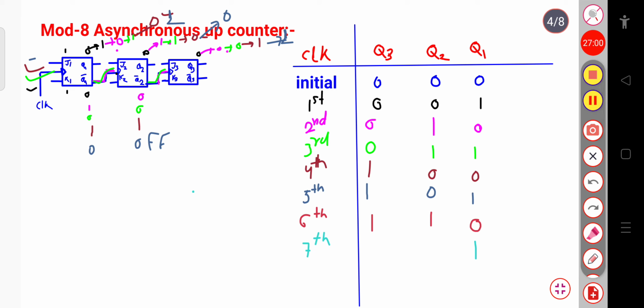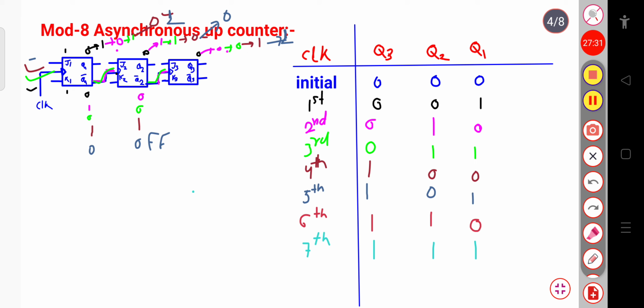Q1 is 1, so its complement will be 0. When 0 is given to the second flip flop, since it is in the off condition, this value will go here, that is 1. When the second flip flop is in the off condition, then the third flip flop is also in the off condition, because if one is off, all the next ones are in the off condition. So this value will be 1, 1, 1.